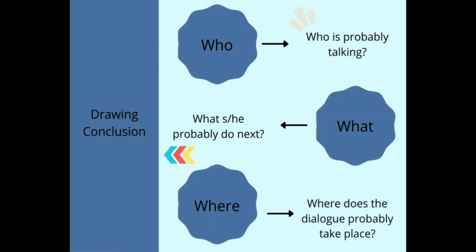In this section, the questions that often appear are who, what, and where. The question who is used to ask who is talking, whether the person is a teacher, student, or office worker. The question what usually asks the next activity the person might do. The question where is commonly used to ask where the conversation took place, whether at school, office, or at home.